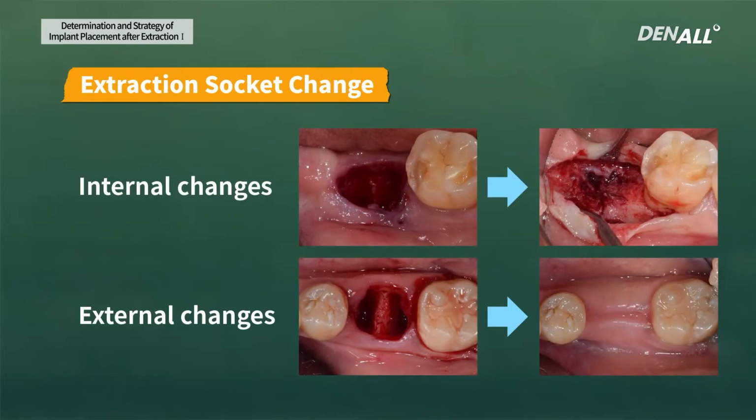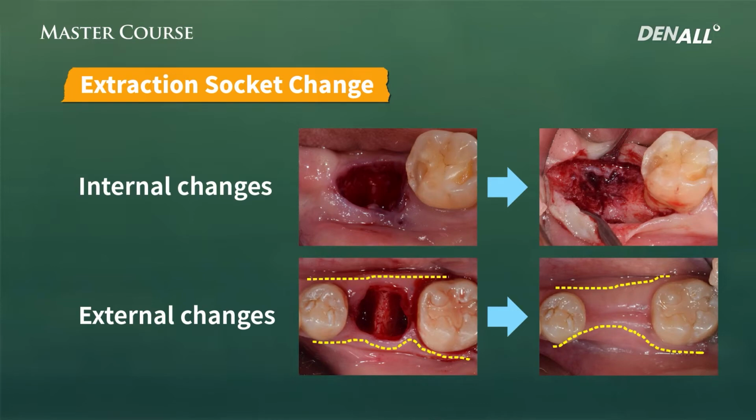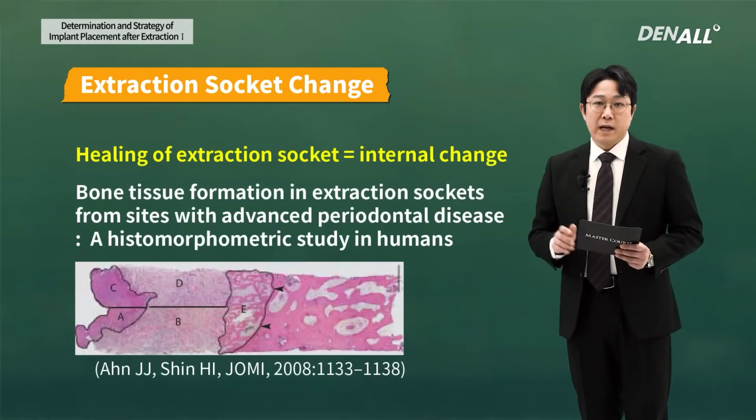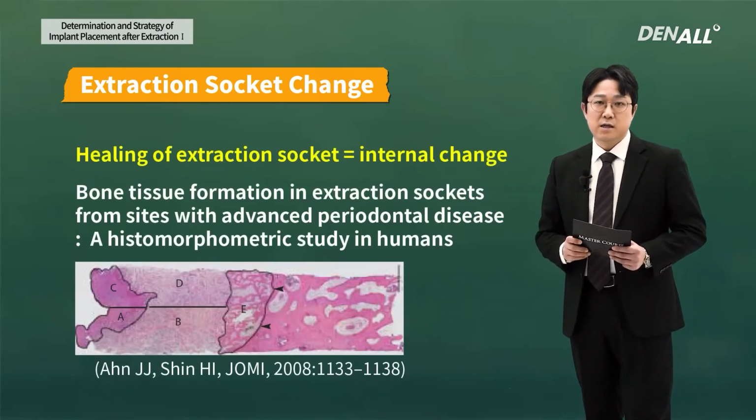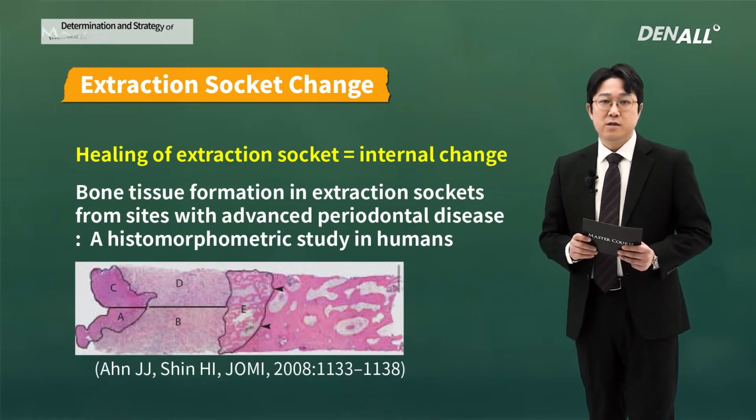After extraction, for the changes in the extraction socket, there can be two perspectives. First, the internal change of the extraction socket where the roots were located: how much bone fill is done. Second is the external changes of the extraction socket: compared with the width of the socket after extraction, how much has the width of the extraction socket decreased? After extraction, how much bone fill has been achieved? Let's look at the internal changes first.